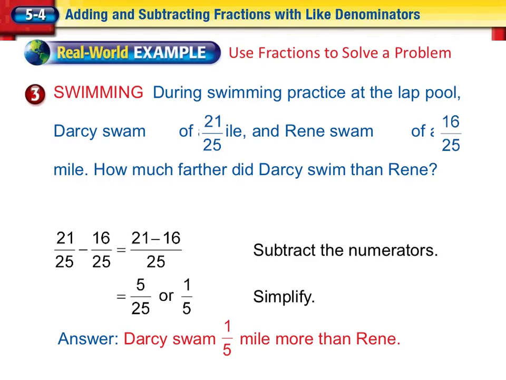Well, we've looked at it. We have 21/25 minus 16/25. We keep our denominator the same. We subtract 16 from 21, and we get 5/25. When we simplify that, we're dividing the top by 5 and the bottom by 5, which gives us 1/5. Darcy swam 1/5 mile more than Renee.